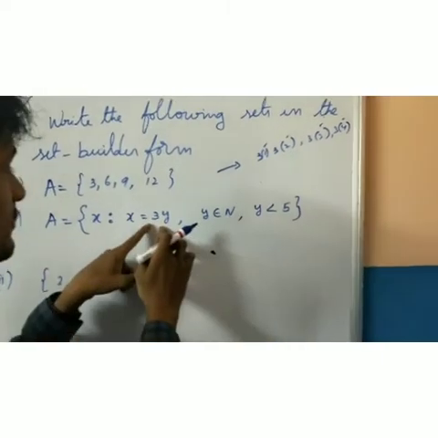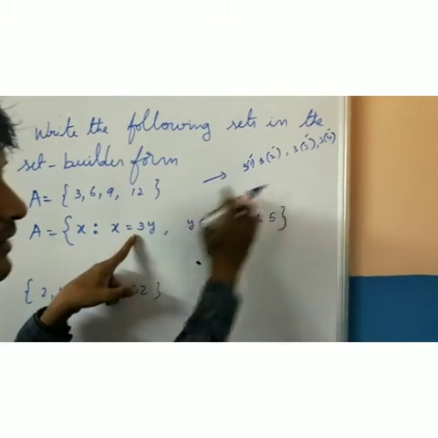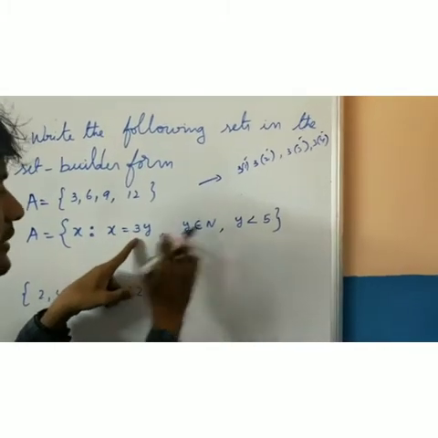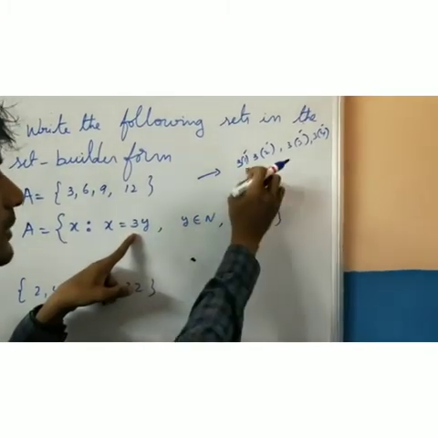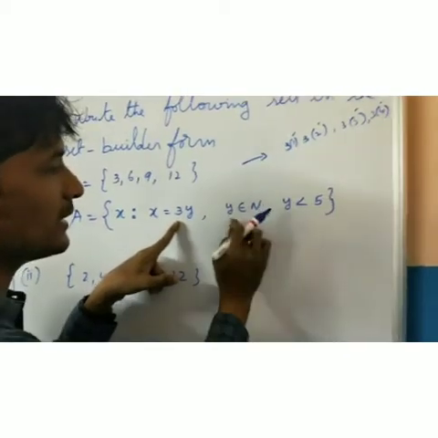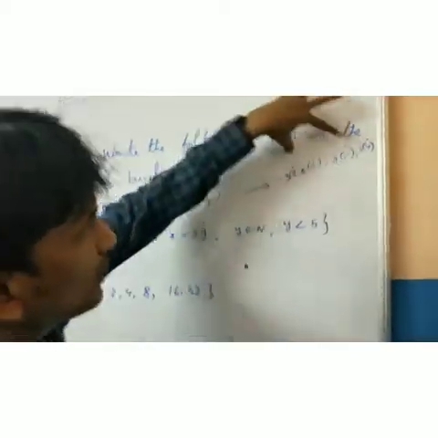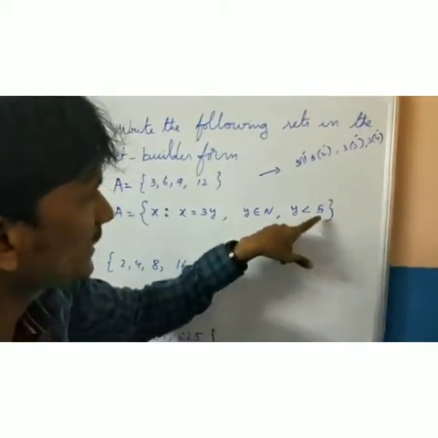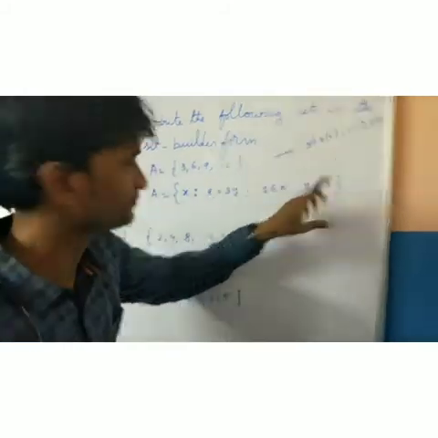Okay, x equal to 3y. 3 is the given number here. So x equal to 3y, where y belongs to N, meaning y is a natural number, from the set of natural numbers. Only 4 numbers are given, so we can write y less than 5.